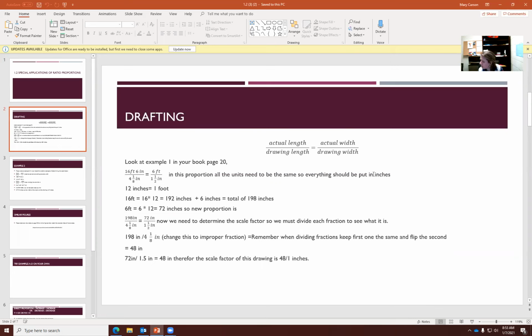If you look in your book, you have an example of a car, and this is on page 20. If you notice in the book, it gives you a proportion of your actual length versus the drawing length, and then the actual width versus the drawing width. So this is the proportion that your book gives. Make this a little bit bigger.